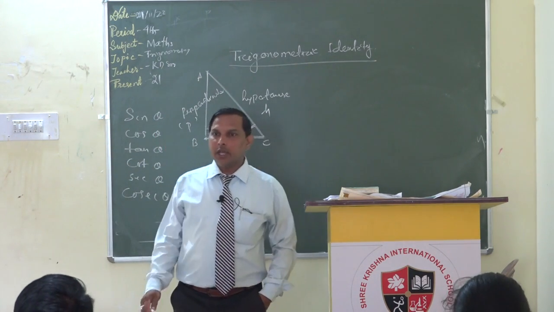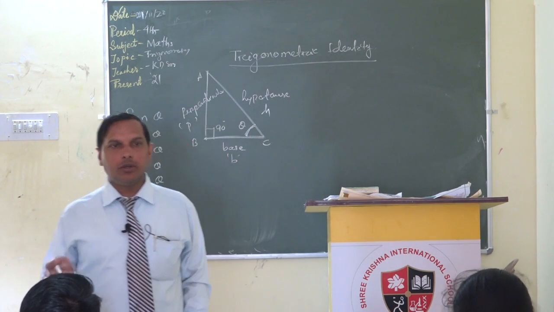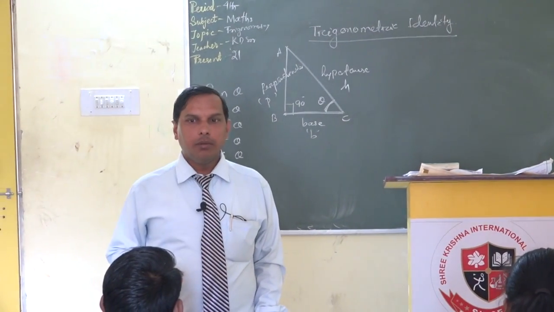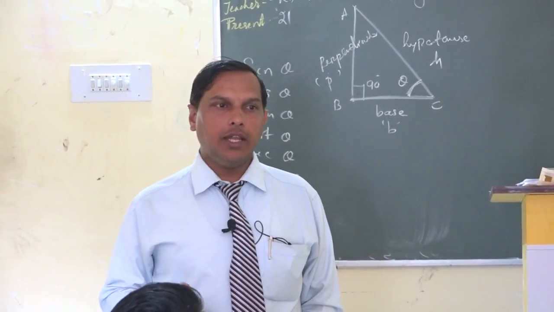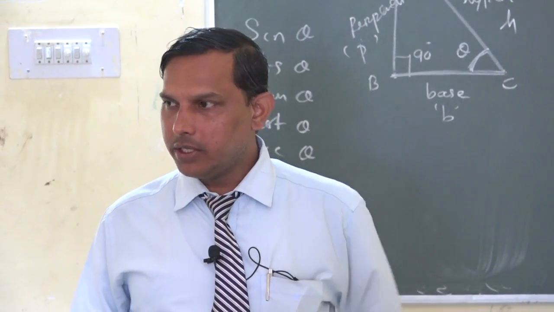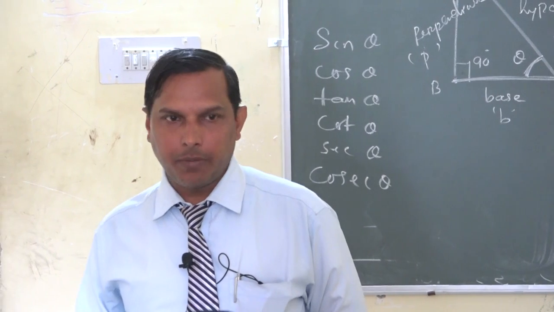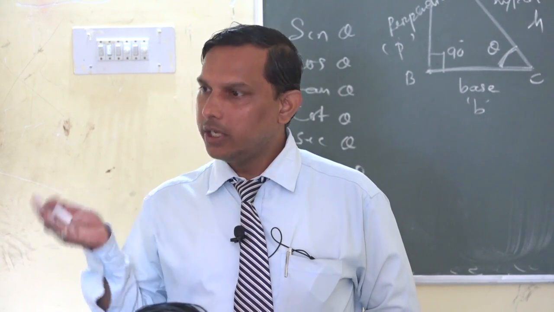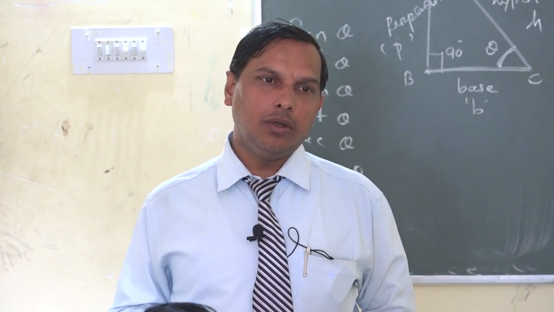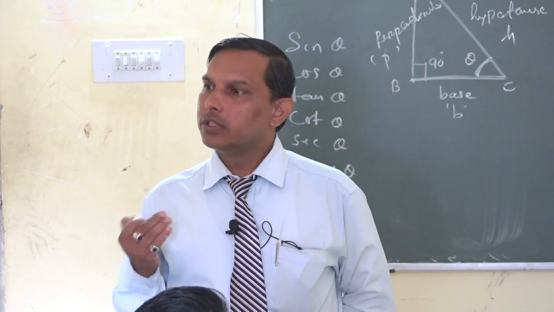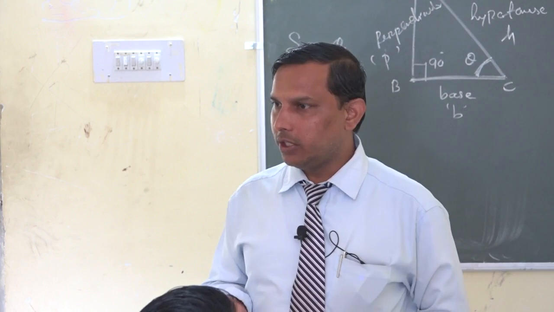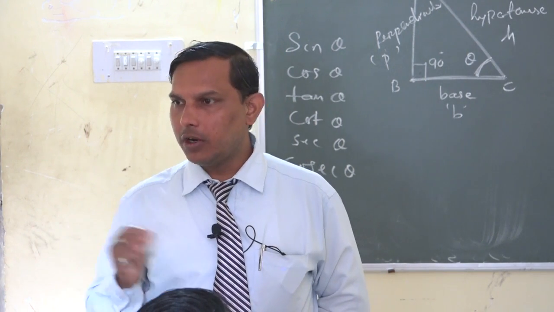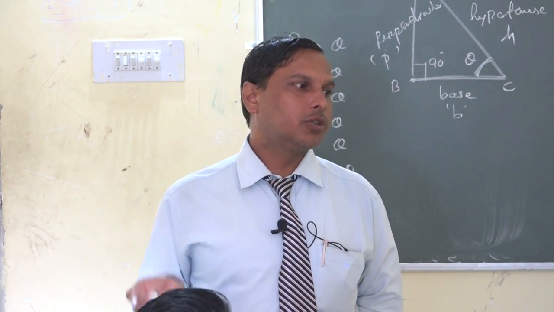Clear all of you? So sin theta is equal to what? Sin theta is equal to perpendicular by hypotenuse, P by H. Cos theta is equal to base by hypotenuse, B by H. Tan theta is equal to perpendicular by base. Cot theta is equal to base by perpendicular, just the reverse of tan. Then sec theta is equal to hypotenuse by base, the reverse of cos, and cosec theta is equal to H by P, which is the reverse of sin theta. That means sin theta is equal to 1 by cosec theta, cos theta is equal to 1 by sec theta, tan theta is equal to 1 by cot theta, and vice versa. Cot theta is equal to 1 by tan, sec is 1 by cos, cosec is 1 by sin.